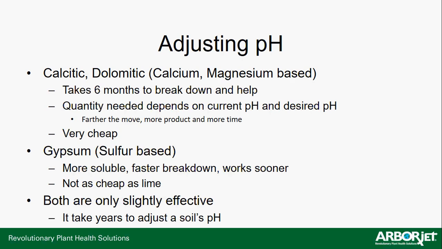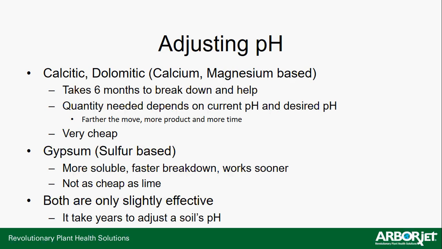So again, adjusting pH, you have calcitic and dolomitic limes. So calcitic is a calcium-based, dolomitic is a magnesium-based lime. Those take about 6 to 9 months to even begin to break down and work. And the quantity needed really depends on your current pH and what you want your pH to get to. So again, the farther you want to move, the more product, the more time you're going to need. So if you're at a pH of 5 and you want to get it up to 6.5, that's going to take a really long time.